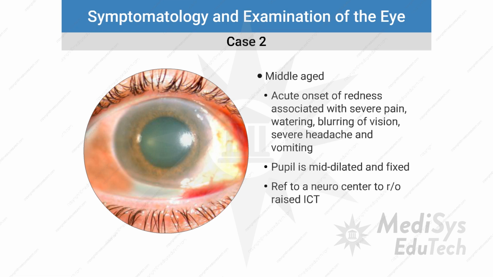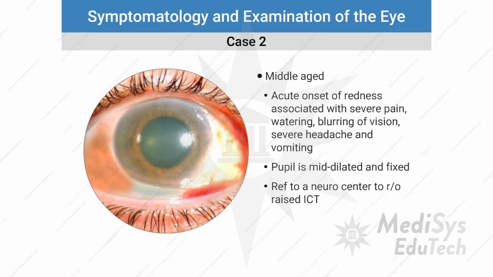In general, if we do not ask the history about vision, or about the eye, and if we concentrate only on the headache and the vomiting, there is a chance that you might refer this patient to a neurocenter. But if you ask the patient to open her eye, or assist her in opening her eye, and then examine the case, you will definitely notice the cornea here is hazy and the pupil is mid-dilated and not reacting to light, it is fixed.